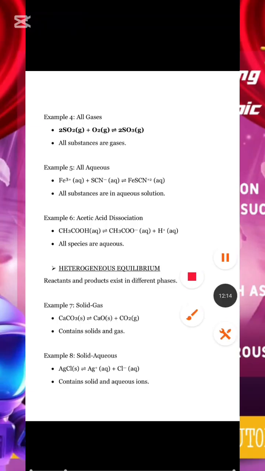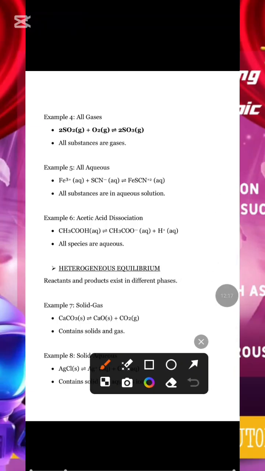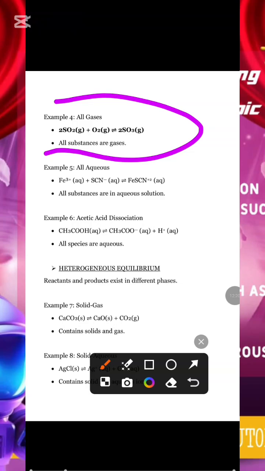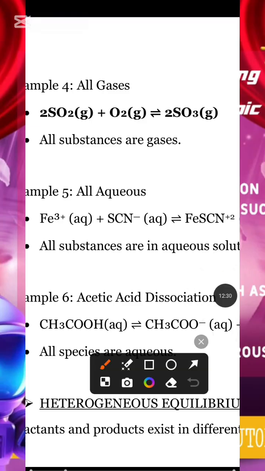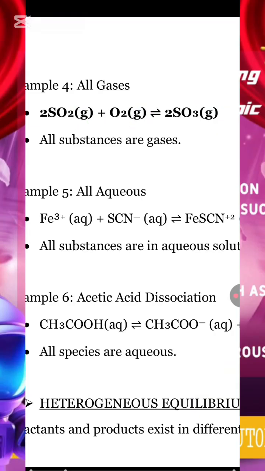Now, take a look at example 4. You can see SO2 and take a look at the state. You can see that it's a gas. Let me zoom in. You can see those letters in brackets. This is gas, this is gas, and also this is gas. There is a small letter g in those brackets. Those letters are telling you the state of matter. So they are all gases, and they are at equilibrium, meaning this is homogeneous equilibrium.